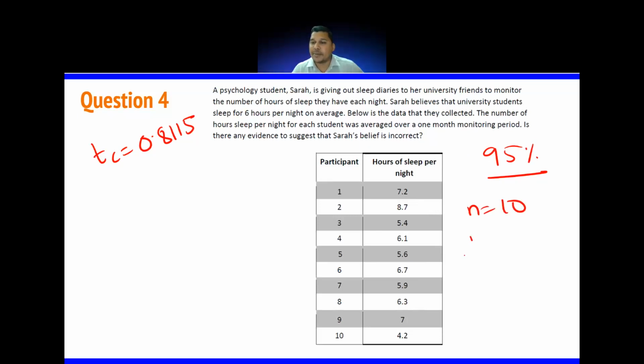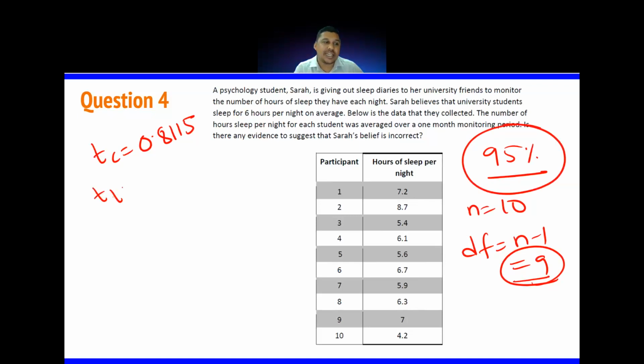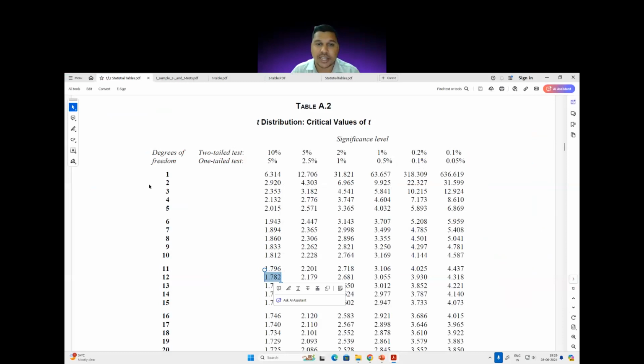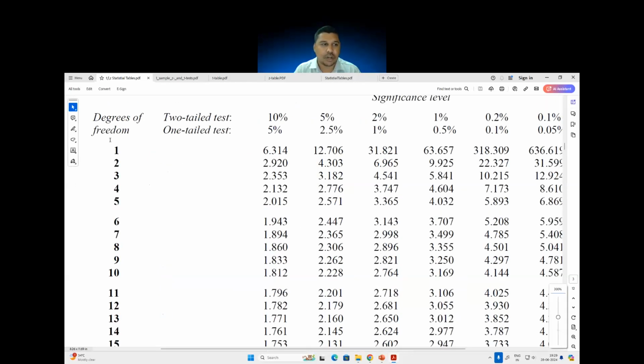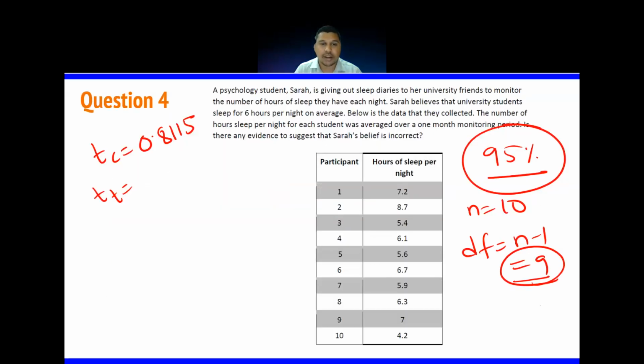Sample size is 10. It means degree of freedom will be sample size minus 1, that is n minus 1, 9. So for 9 people, for a degree of freedom 9 and 95%, what is the t table value? Let's go to the table and see. If you see here, t table at 95% confidence interval, and for 9 it is 1.833. You can see from here that for degree of freedom 9, and for 5% level, it is 1.833. So I'll come back here.